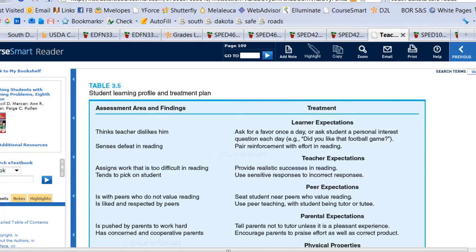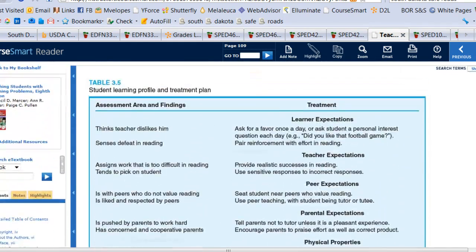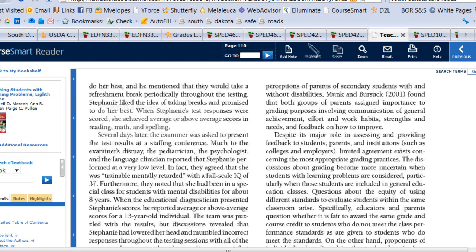I'm turning the page. This is student learning profile and treatment plan. Like, teacher thinks teacher dislikes him. Learner expectations. That's so interesting. I talk about this in classroom management, if they think the teacher doesn't like them. This is Stephanie again. Do her best. He mentioned that they would take a refreshment break periodically throughout the testing. Stephanie liked the idea of taking breaks and promised to do her best.